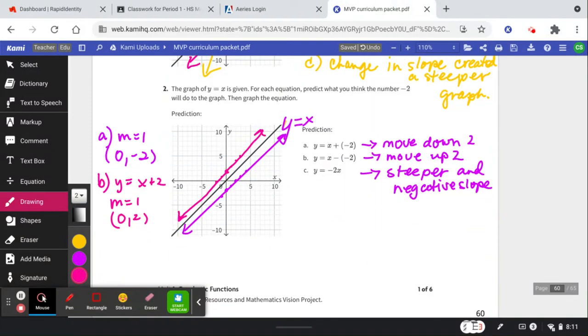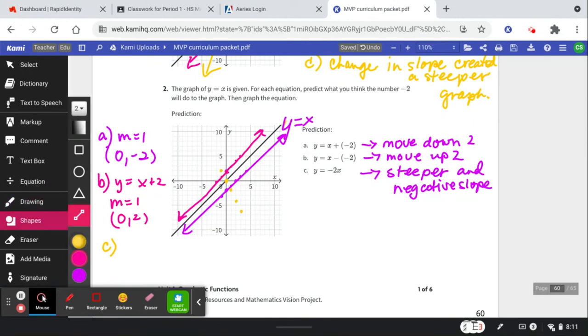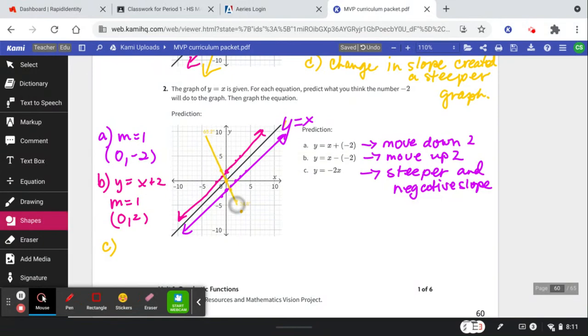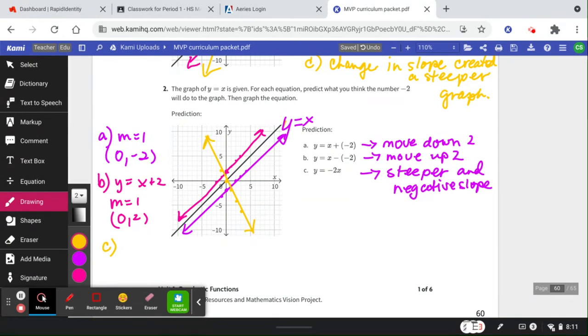Okay. And then finally, part C is asking us to do negative 2x. So it starts here at the origin and goes down 2 over 1, down 2 over 1, down 2 over 1, or up 2 back 1. So you're noticing not only did the slope change, it's now a negative slope, but it's much steeper than our original graph. Okay, and so this one had a slope of negative 2, and it goes through the origin.